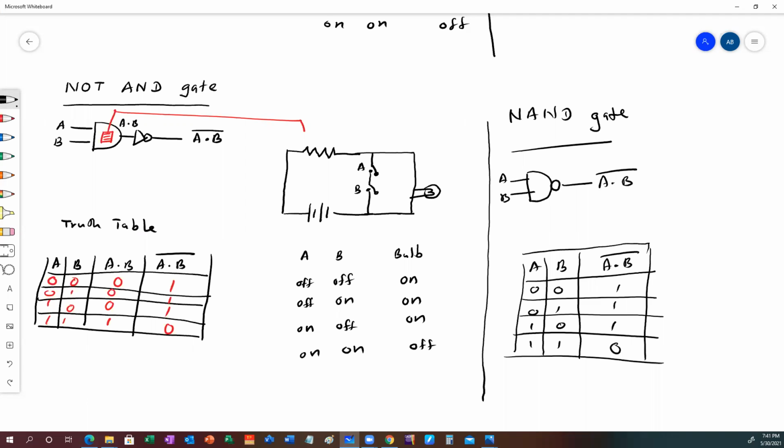Right, on your right side you have the NAND gate and the truth table. On your left side you have the NOT AND gate and the truth table.